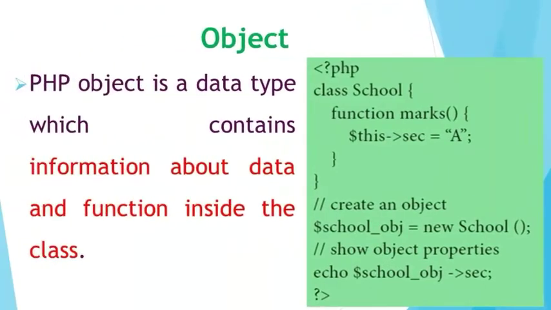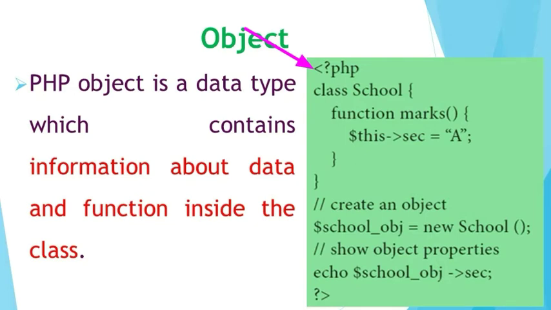Next data type is object. PHP object is a data type which contains information about data and function inside the class. Collection of objects is called a class. Instance of a class is called object. So this object is defined inside the class. This object data type contains information about data and function. This is the example for object data type.